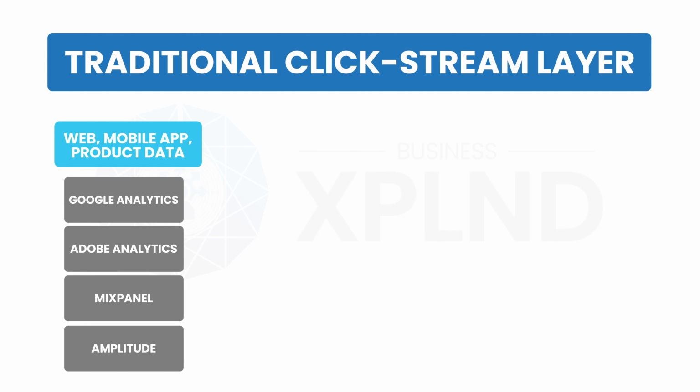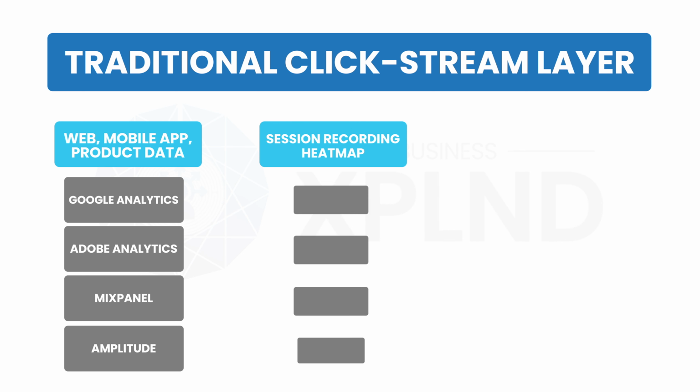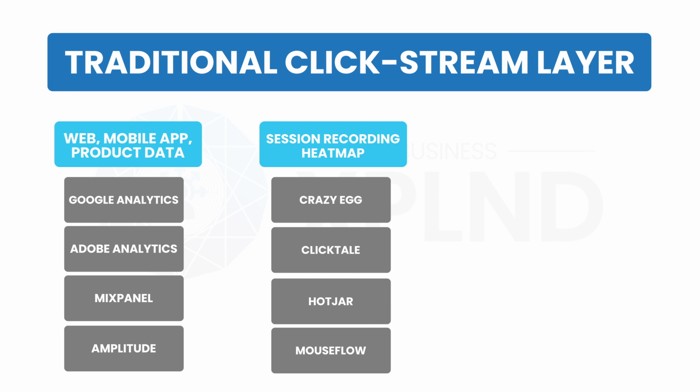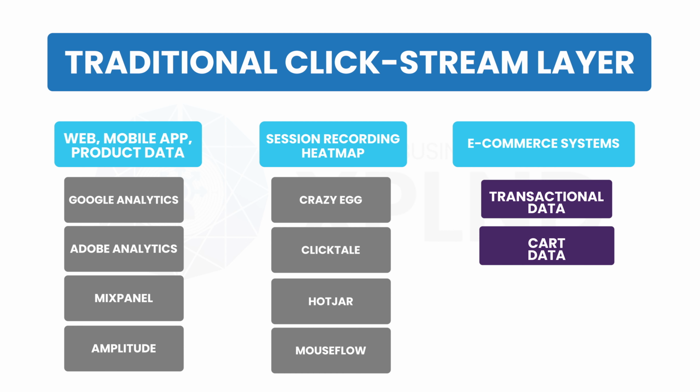And so again, with your web, mobile app, and product data, you're talking about Google Analytics, Adobe Analytics, Mixpanel, Amplitude, those kinds of tools. Session recording and heat maps are more of the visual aspect of the user behavior. And so you're looking at Crazy Egg, ClickTale, Hotjar, Mouseflow, and then of course you have your e-commerce systems, which is going to have your transactional data and your cart data. So that's the traditional clickstream layer of your marketing tech stack.